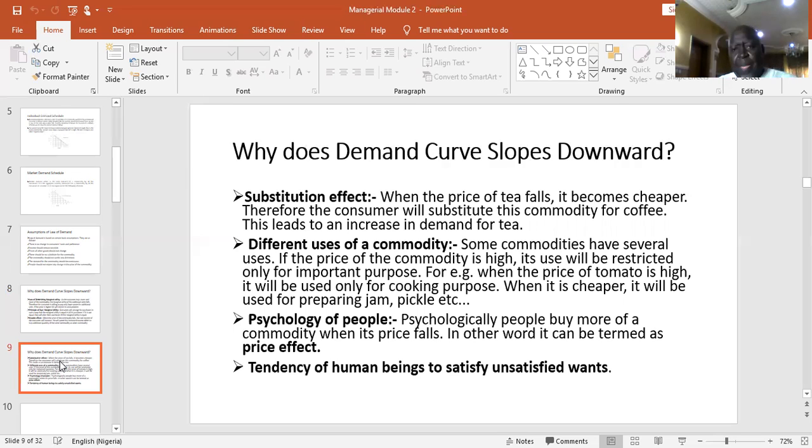Now, if the price of tea falls, it means you want to buy more of tea than coffee. So the quantity of coffee will reduce, but the quantity of tea will increase. That's a substitution effect.